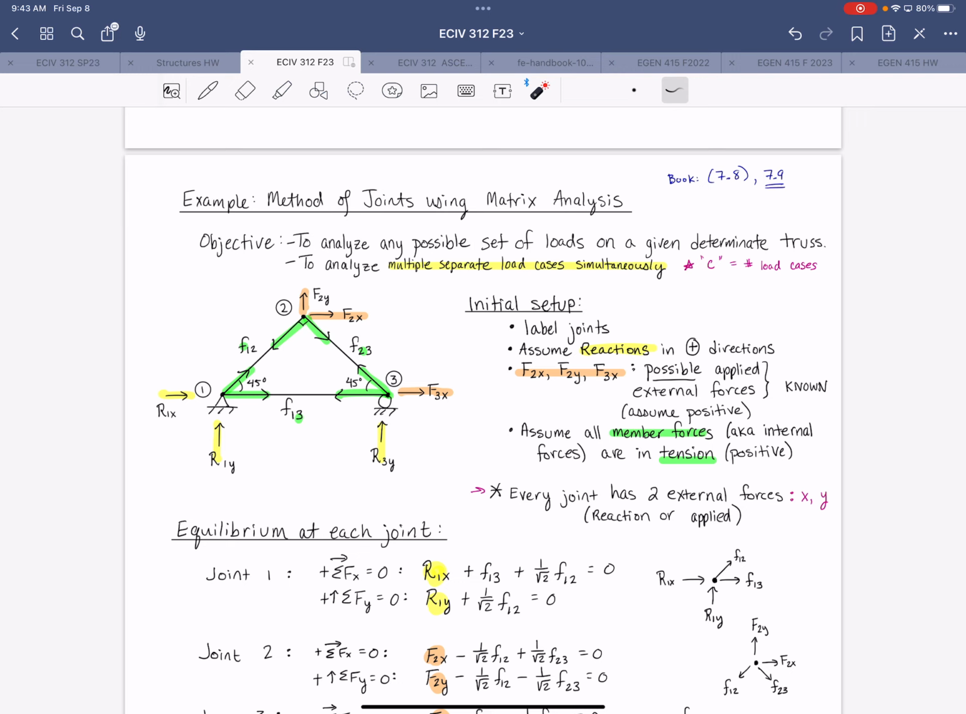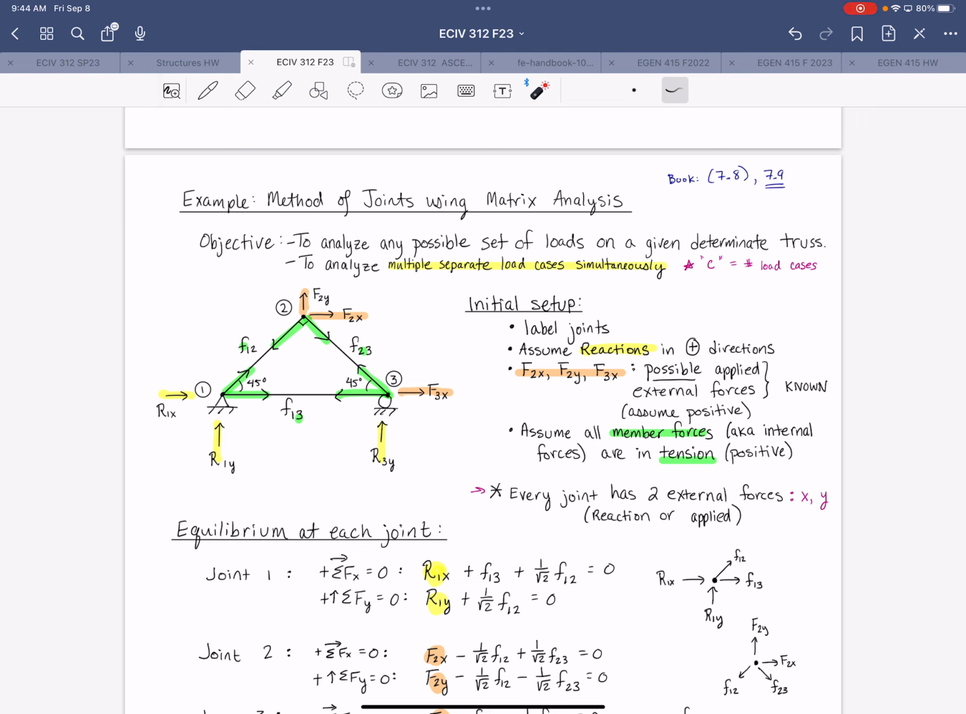So if there was some other external force going into this reaction, it would be from a separate system, and we could just add that value directly to this value, right? But you don't have to worry about that for this system.